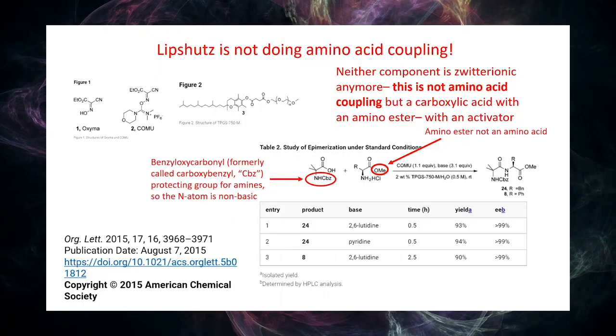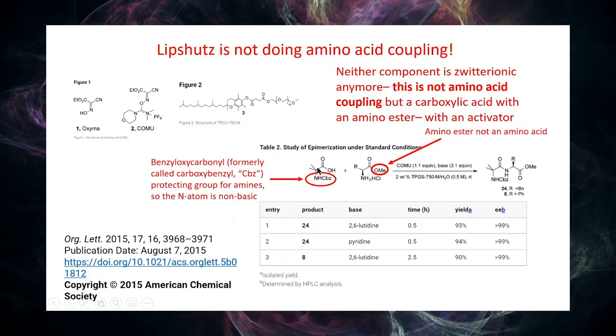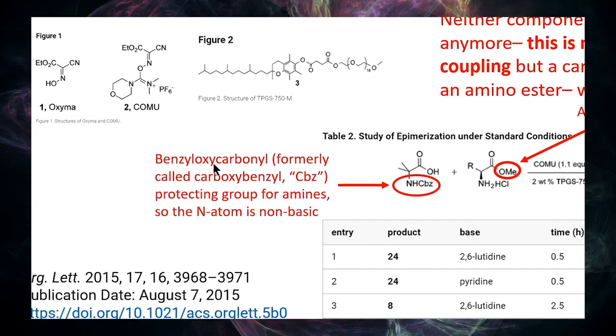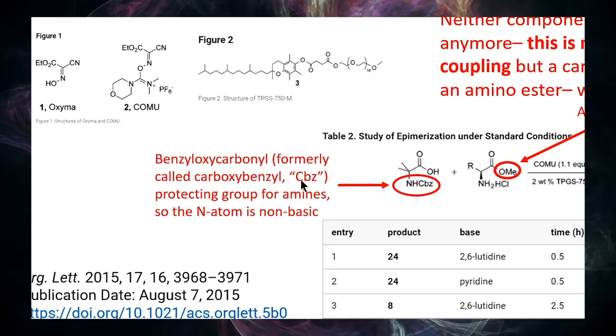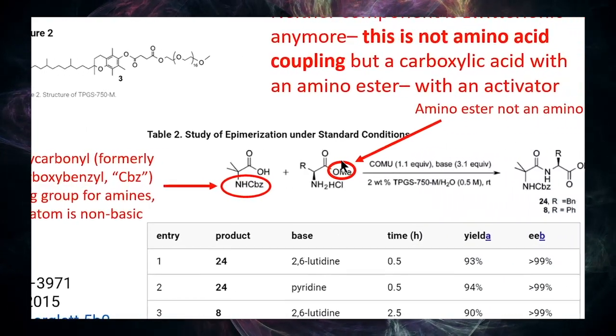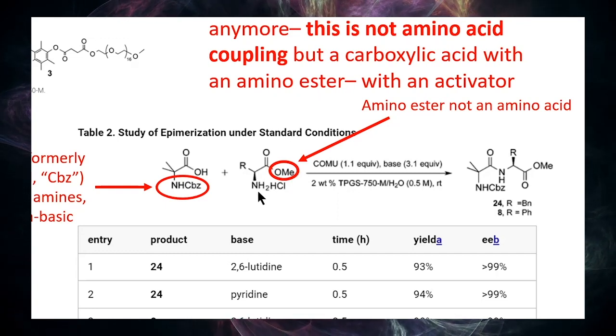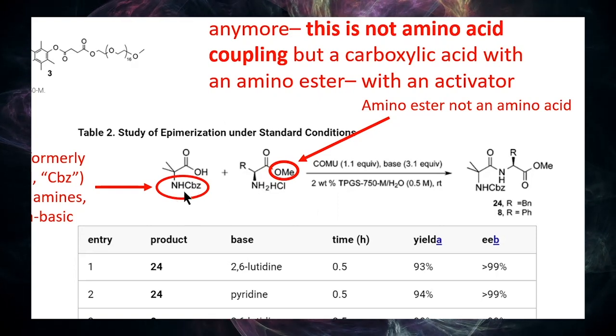The way Bruce does it is he protects the amine group on one component so that it's no longer basic. So he puts a benzyloxycarbonyl group, formerly called carboxybenzyl. That's why they got the nomenclature CBZ for that protecting group. And with the acid, he converted it to an ester to leave just one amine here in a protonated state, but it's not zwitterionic, just leaving one amine and one carboxylic acid to couple. One amine coupling to one carboxylic acid.